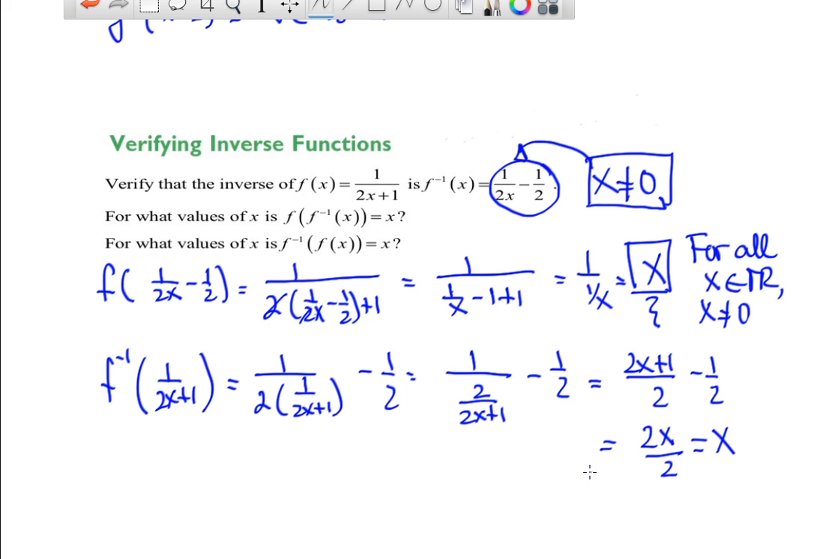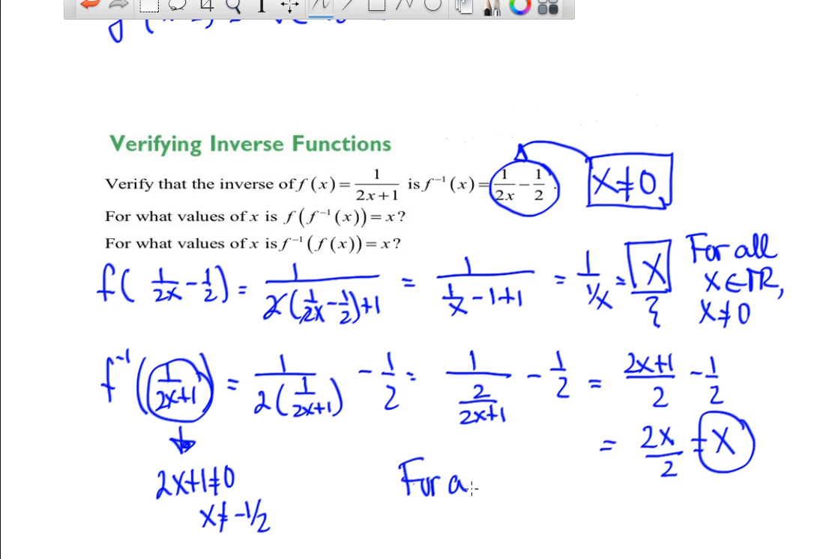Okay, let's check what that is true for. So over here, this one has to exist for this to work. So 2x plus 1 cannot equal 0. So that means x cannot equal a negative 1 over 2. And this one is always true, so this will work for all x's that are an element of the real numbers, except x cannot equal a negative 1/2.